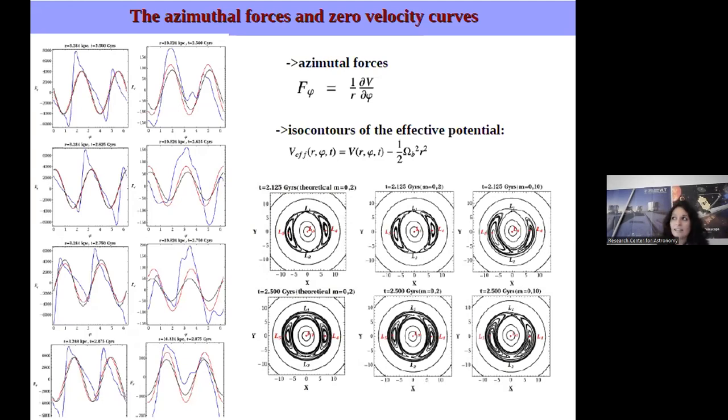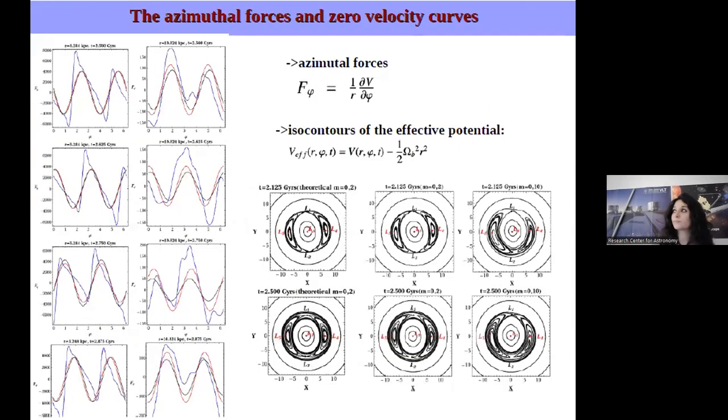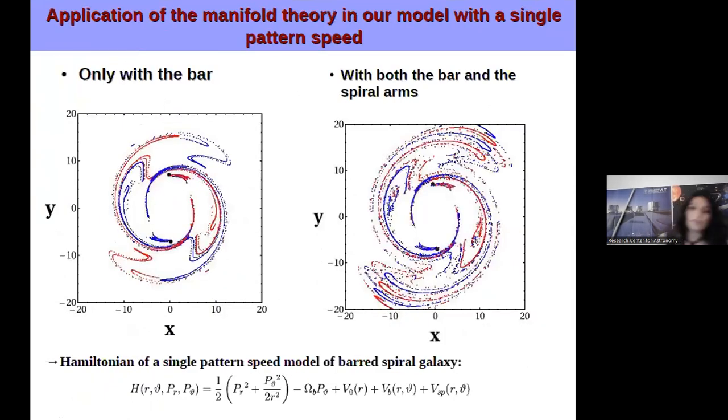We can see that our analytical model can represent the n-body simulation well, although it has only two modes, m equals 0 and m equals 2. We can see it even in the morphology of the isodensities. It can reproduce the spiral arms and the bar, which is our problem in today's talk. So I'm going on to the dynamical analysis, okay?